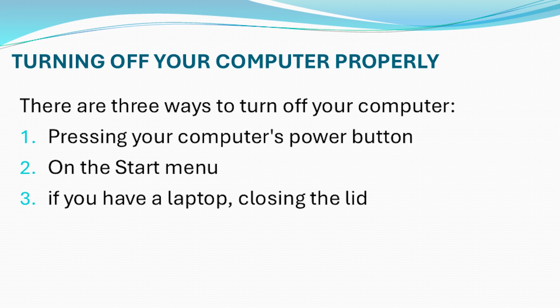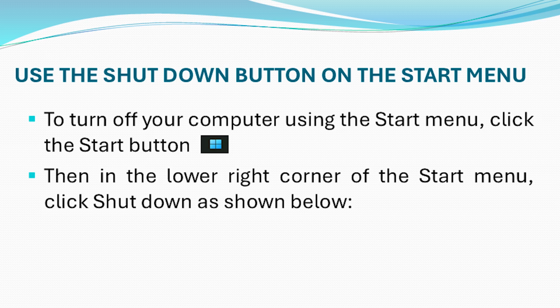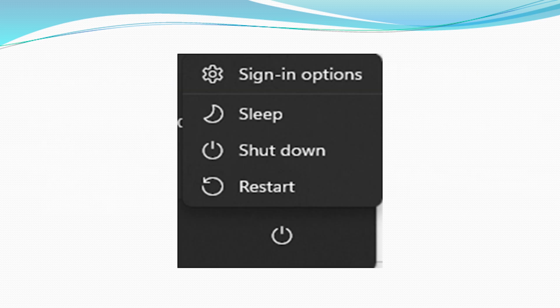Use the shutdown button on the Start menu. To turn off your computer using the Start menu, click the Start button and then in the lower right corner of the Start menu, click Shut Down.